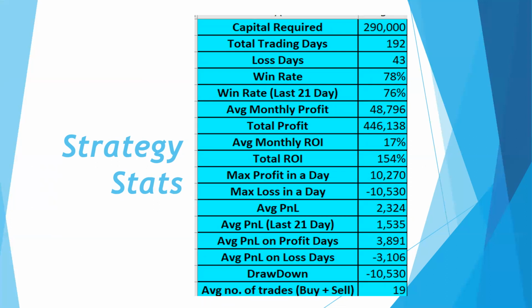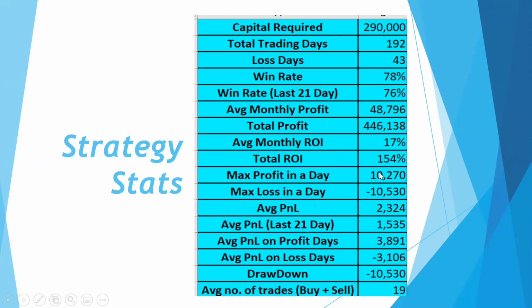With an implementation of around 3 lakhs, if you are getting 48,796 average monthly profit, that comes to a figure of 17% per month. If you remove the cost and all, still you will get 13 to 14%. That is again a tremendous monthly return of 12 to 13% after cost, that too with 78% accuracy.